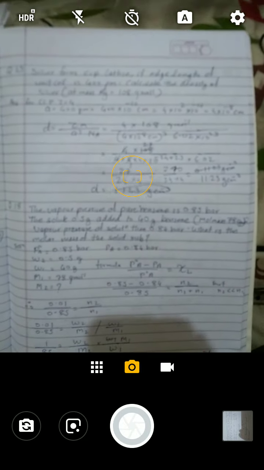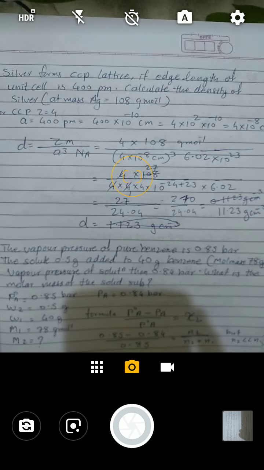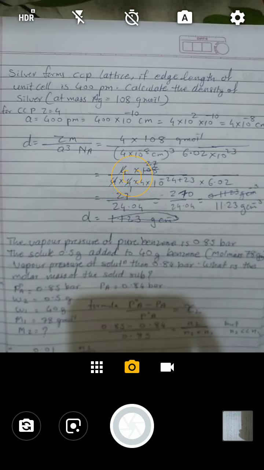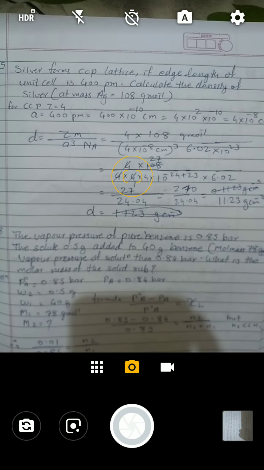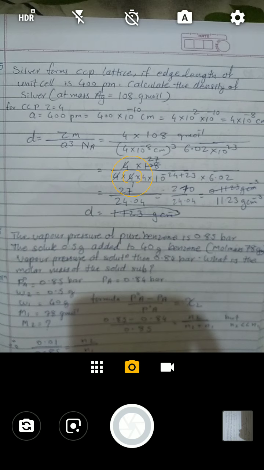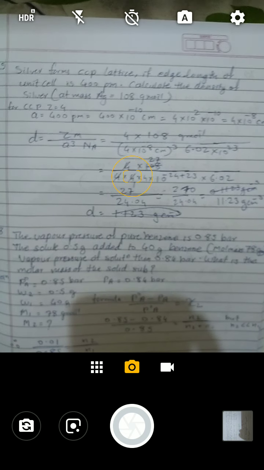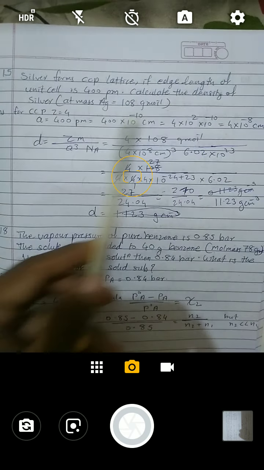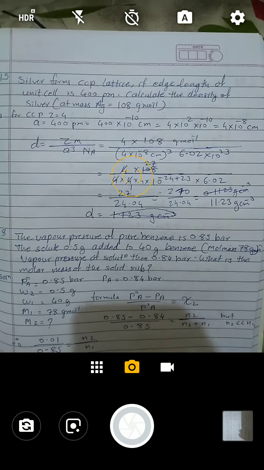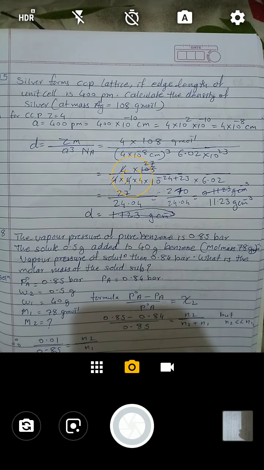Then see the next numerical. It is about the solid state, and the solid state numerical is about the CCP. So silver forms CCP. CCP means it is an FCC arrangement, and FCC has Z, the number of atoms per unit cell, equal to 4. The edge length of the unit cell is given to be 400 picometer. Calculate the density of the silver. The atomic mass of the silver is given to be 108 gram per mole.